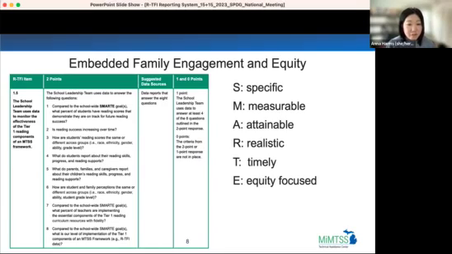Because SMARTIE shows up all over the place in this particular item, I thought I should spell out that acronym for us. One of the things I hope you're noticing is that we're calling for SMARTIE goals. And part of that framework, the E we've added, is that those goals are equity focused.